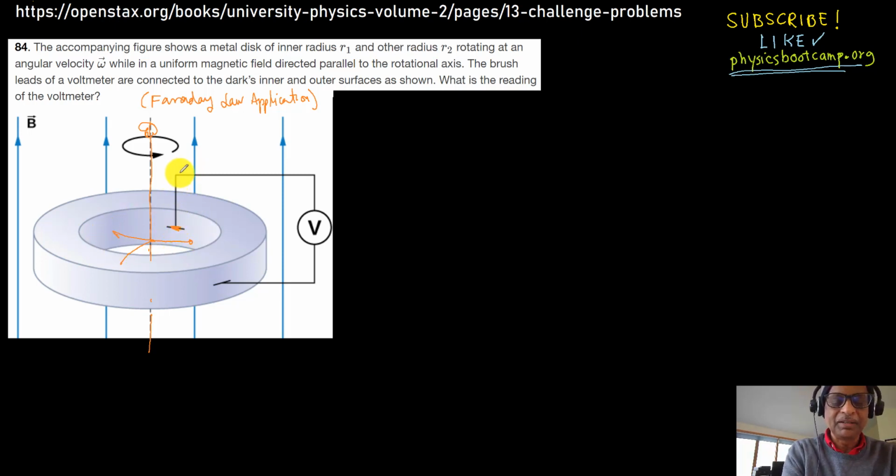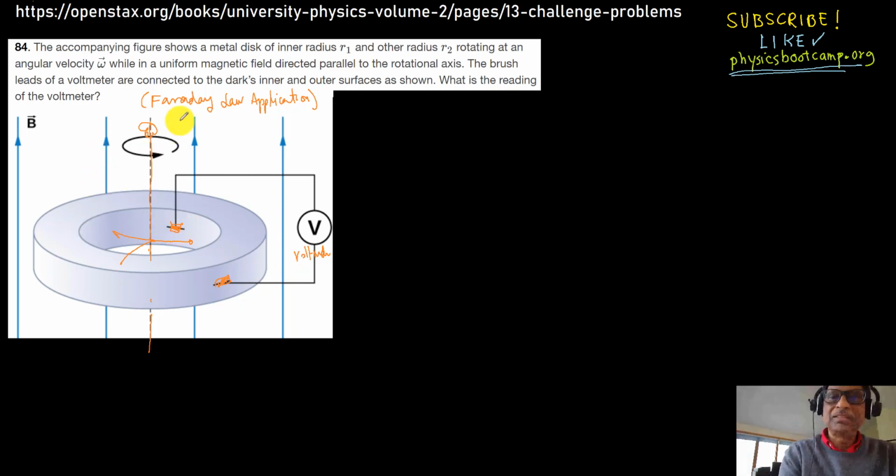metal piece has a wire that goes in and this is a voltmeter, and the wire comes, and there's another metal piece which rubs on the outside of it. And just forget about the friction and rubbing and those things. That's not so important here for this problem.